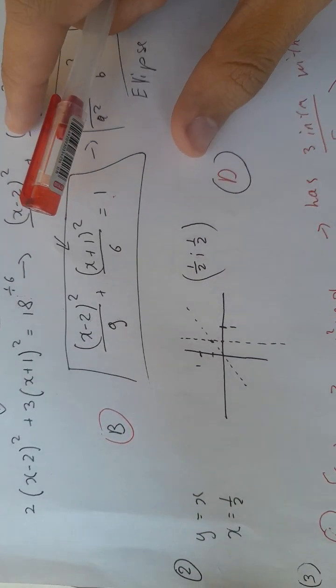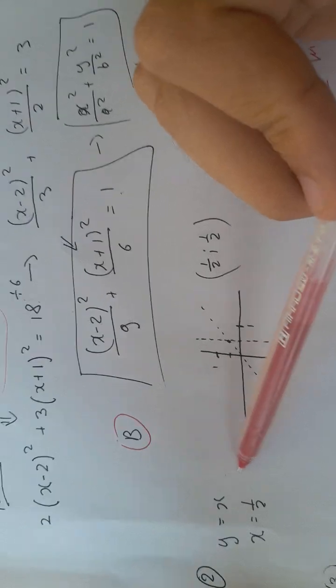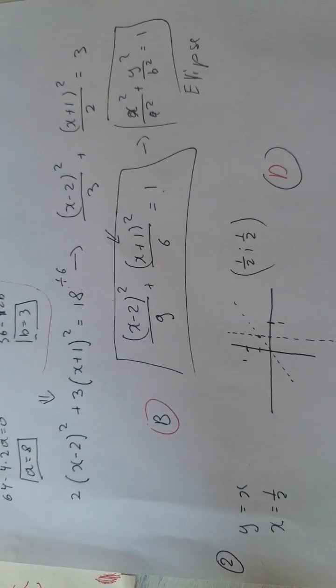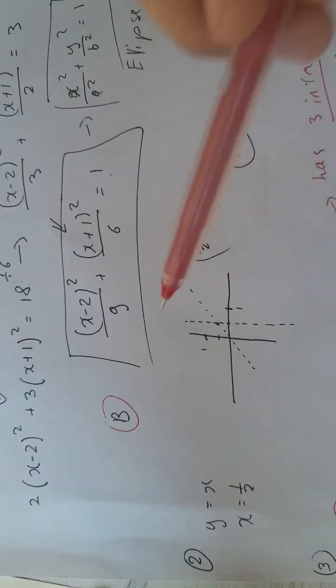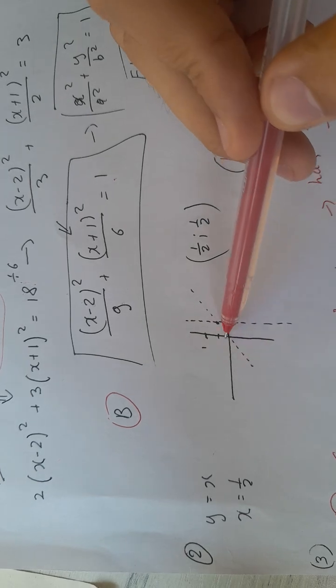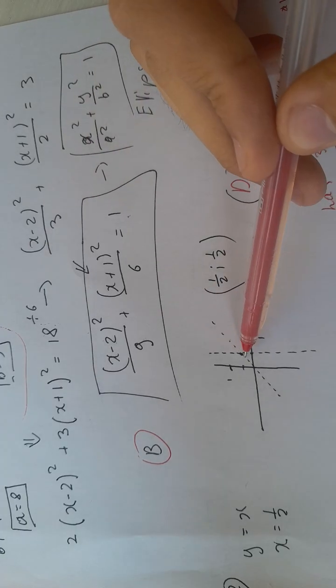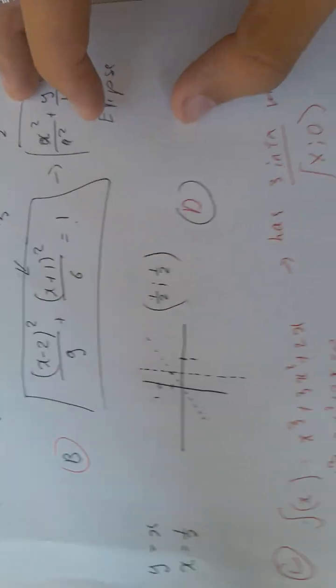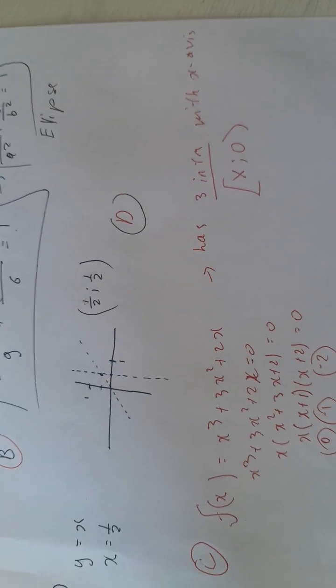Second, we have this function and this line. Find the intersection line. If this is there, going one by one, the intersection will be there. 0.5 and 0.5. The correct answer is D.